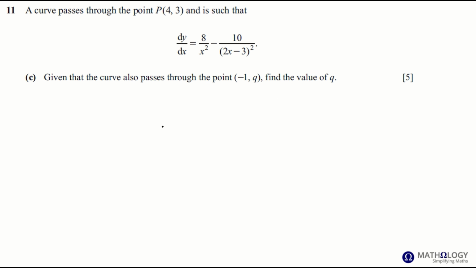Given that the curve also passes through the point (minus 1, q), find the value of q. Now, we are given an expression dy/dx, which represents the gradient of a tangent to the curve. The curve passes through the point (4, 3), but it also passes through the point (minus 1, q). So if we're required to find a point that lies on the curve, we're first going to need to know the defining equation of that curve. In other words, we need to integrate the expression dy/dx to get the equation of the curve.